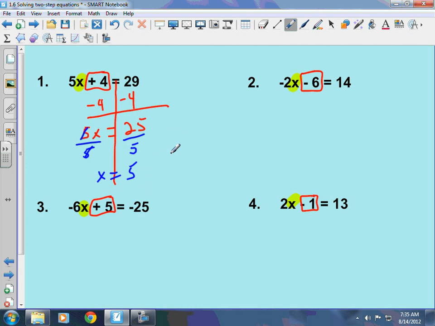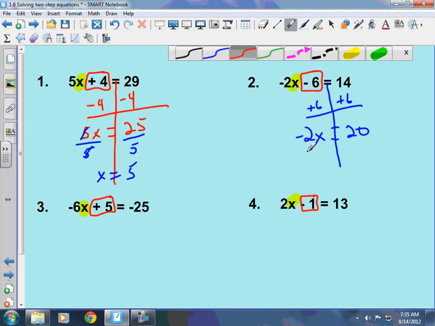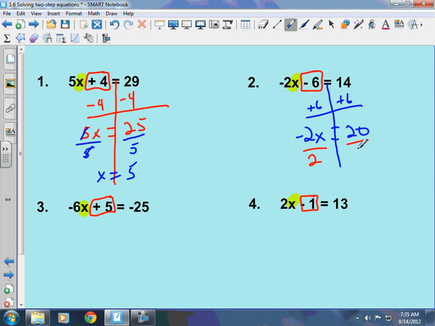Okay, go ahead and pause the video and do number 2, and then we'll check to see if you got the right answer. Okay, again, line at the equal sign. I'm going to add 6. Negative 2x equals 20. Divide both sides by 2. I'm sorry, negative 2. Divide by the exact same number. X equals negative 10. Okay, you should be able to do 3 and 4 on your own.